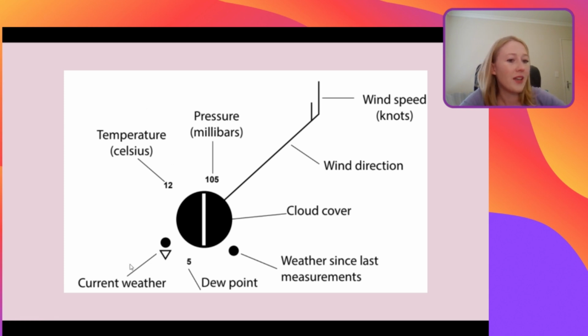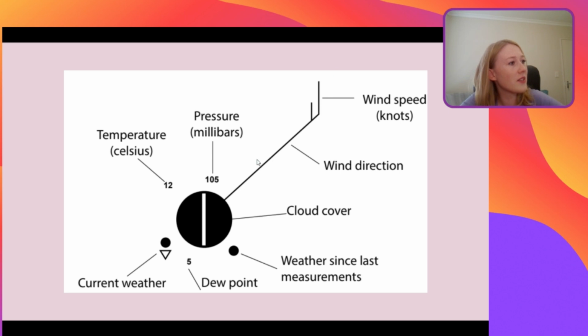Okay, then over here we have current weather. All of these different symbols I have put together so we can take a look at them. Each of these symbols means something. And I don't usually use these weather since last measurements, but it'll be the same set of symbols. So temperature at the top, dew point temperature at the bottom, and current weather in between.